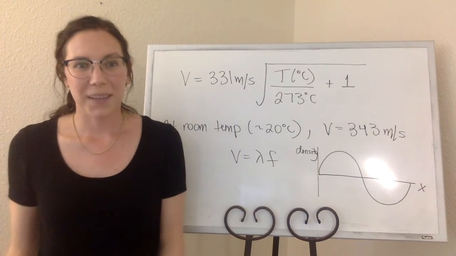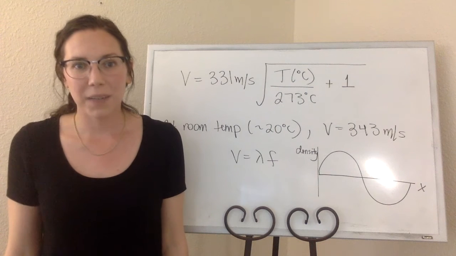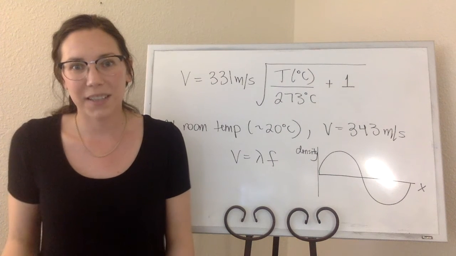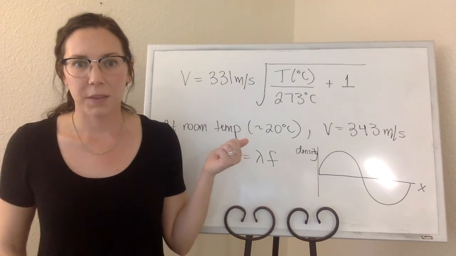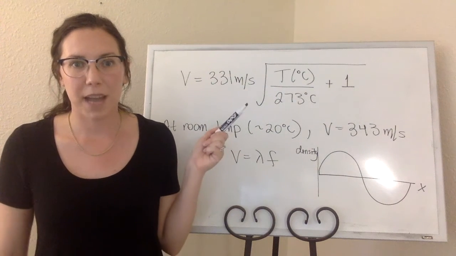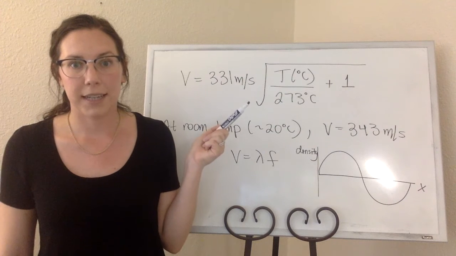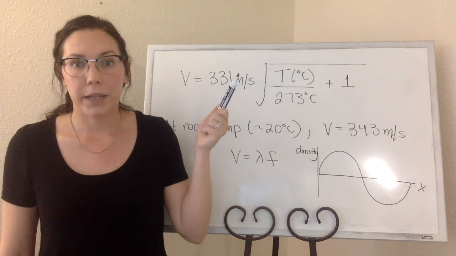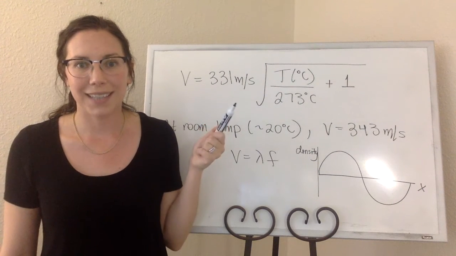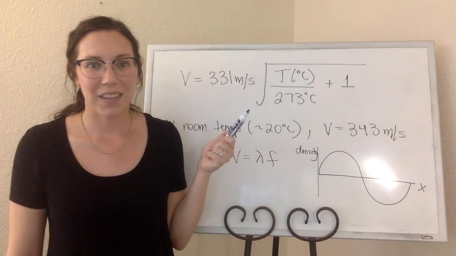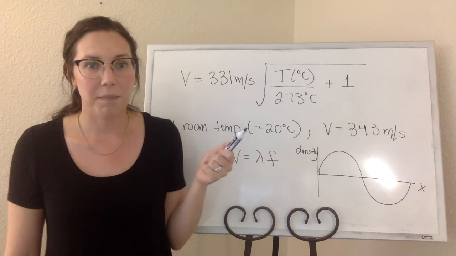Often we're concerned with sound waves in air. For sound waves in air, the speed of sound increases with temperature according to this relationship. V, the speed of sound in meters per second, equals 331 meters per second times the square root of T, temperature in degrees Celsius, over 273 degrees Celsius plus 1.